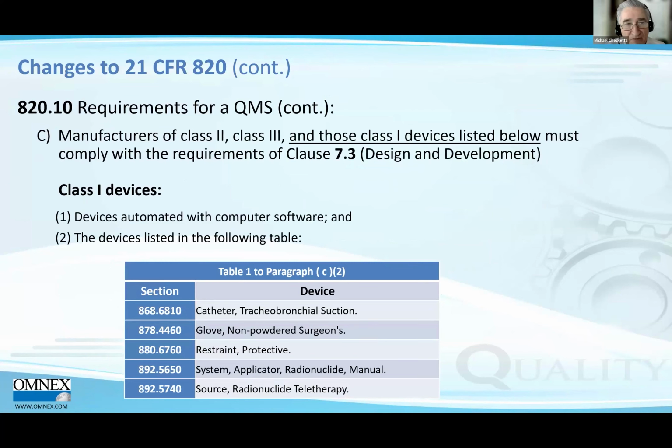820.10, Part C of 820.10, manufacturers of Class 2 and Class 3 and the Class 1 devices listed below in this little table must comply with the requirements of Clause 7.3 of Design and Development. So Class 1 devices are those automated with computer software and those listed in this table. And that really hasn't changed from the previous requirements of 820.